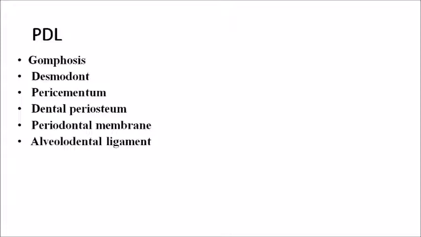Okay. So one is gomphosis, second term is desmodont, third one is pericementum because it is around the cementum, fourth one is dental periosteum, fifth one is periodontal membrane, and sixth one is alveolo-dental ligament. I don't expect you to learn all these 6 terms and reproduce. Just in case you see any of these terms, you should identify it as periodontal ligament.